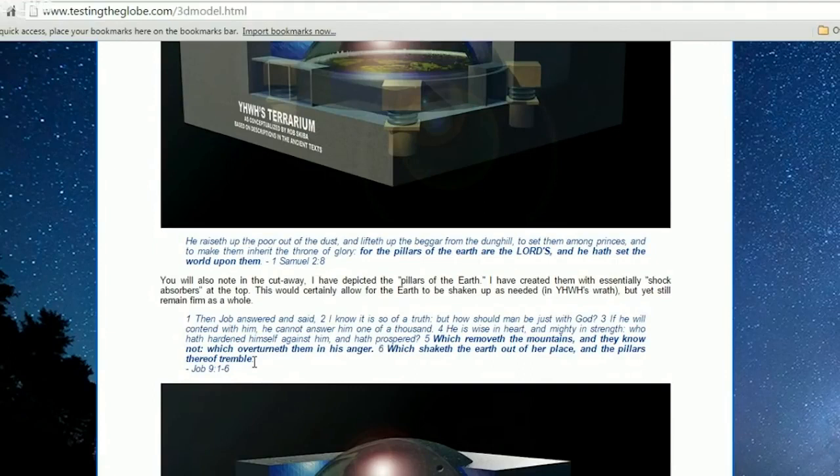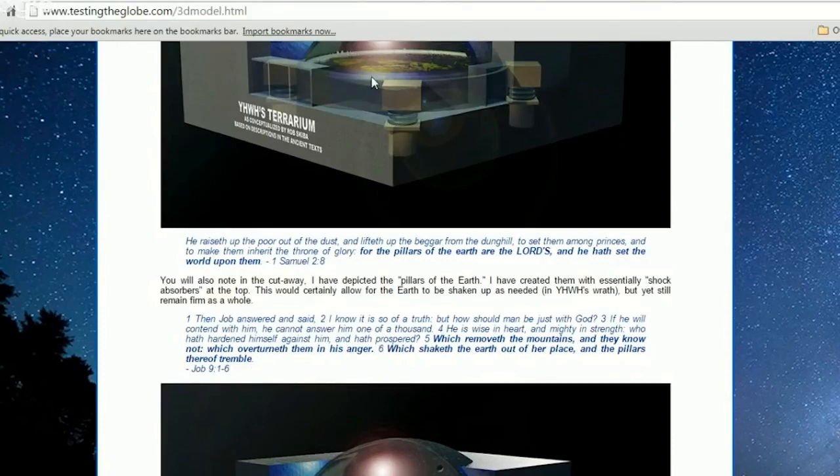I know it is so of a truth, but how should man be just with God? If he will contend with him, he cannot answer him one of a thousand. He is wise in heart and mighty in strength. Who hath hardened himself against him and hath prospered? Which removeth the mountains, and they know not, which overturneth them in his anger, which shaketh the earth out of her place, and the pillars thereof tremble."